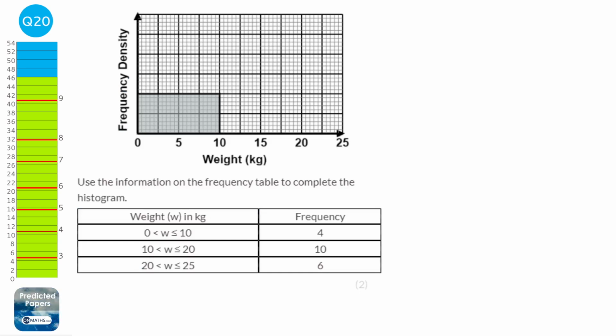So we can see that there are 8 squares in the first bar, and that represents a frequency of 4.